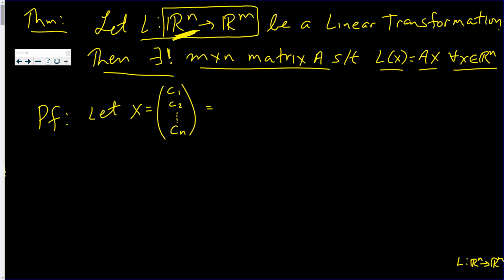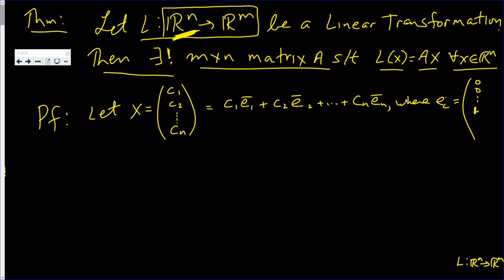Now, this here is equal to C1 times the vector E1 plus C2 times E sub 2 all the way up to C sub n times E sub n, where E sub i is the ith column of the identity matrix: zeros, then a 1 in the ith position, and then all zeros. Okay.